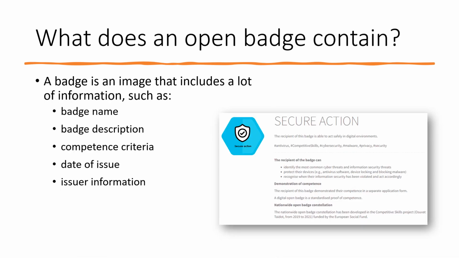What does an open badge contain then? A badge is an image, but it includes a lot of other information as well. The other information is, for instance, the name of the badge, the description of the badge, the competence criteria. This is very important because the criteria show what the owner of the badge knows, what his or her skills are. Then there is the date of issue and, of course, the information about the issuer of the badge.